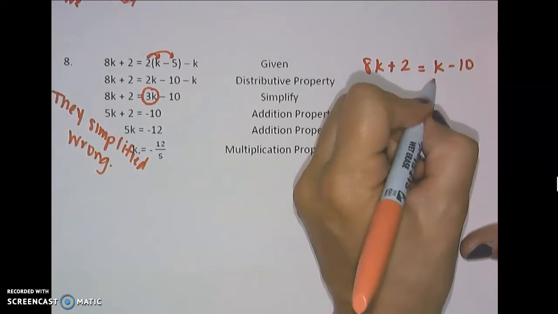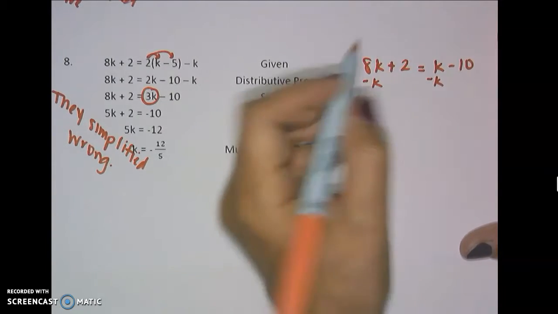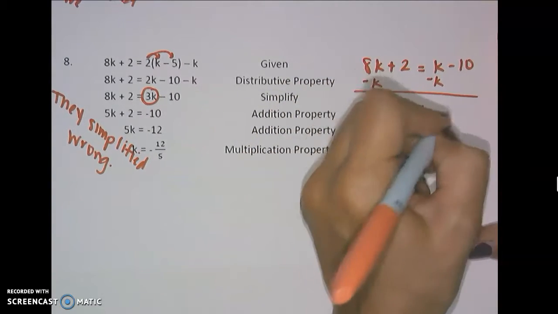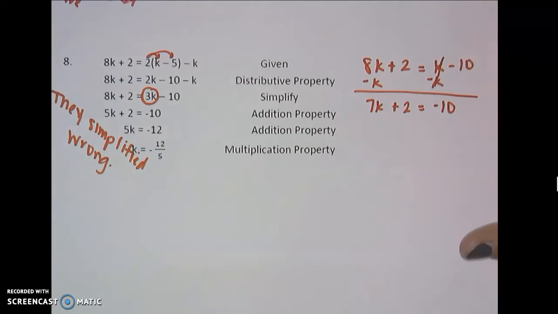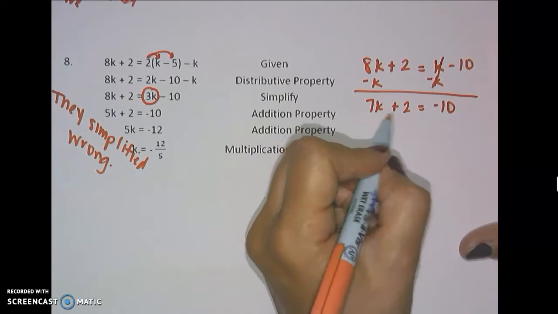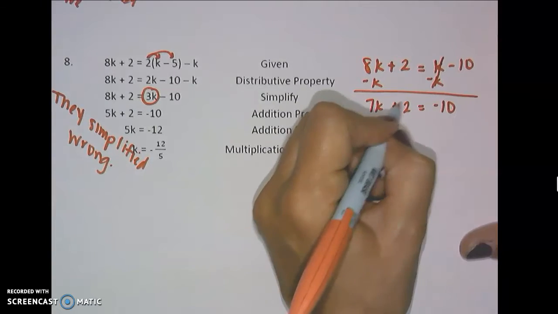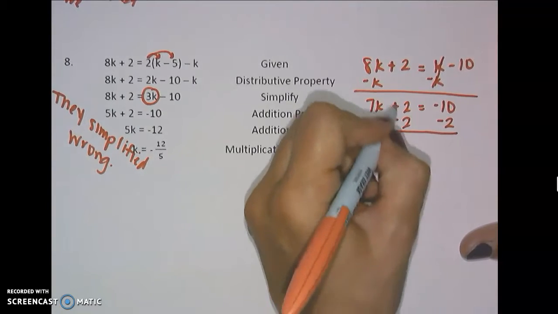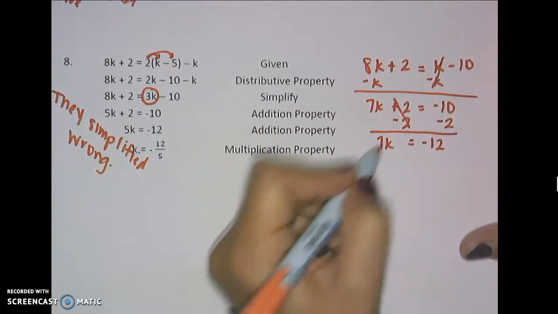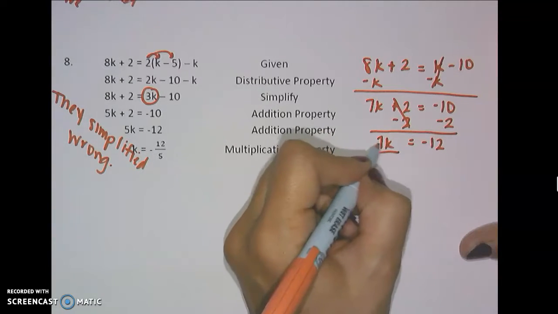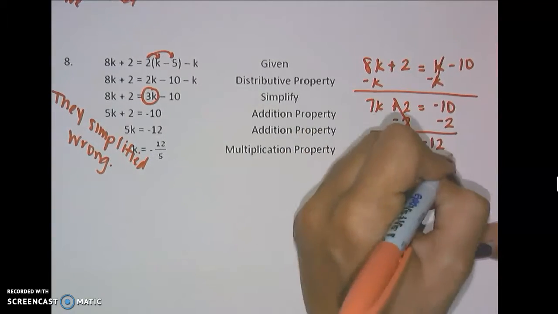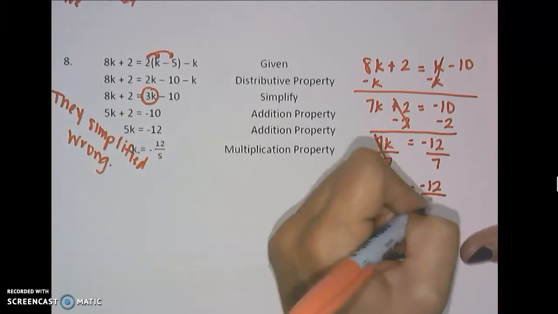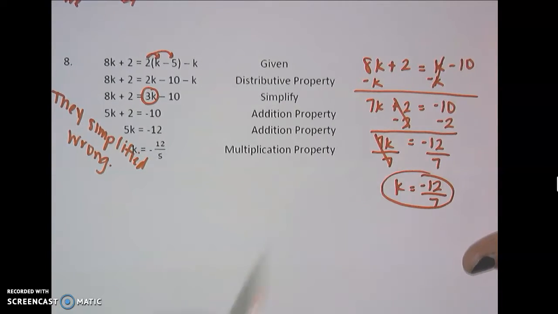All right, I'm going to choose to get my variables to the one side together first. So 8k minus k would give us 7k plus 2 equals negative 10 because those go away. 7k plus 2 equals negative 10. To get rid of that positive 2, opposite operations, we're going to subtract 2. So 7k equals negative 12. And last step, to get rid of that 7 times k, we're going to divide both sides by 7. And that's going to leave us with an answer of negative 12/7 for k.